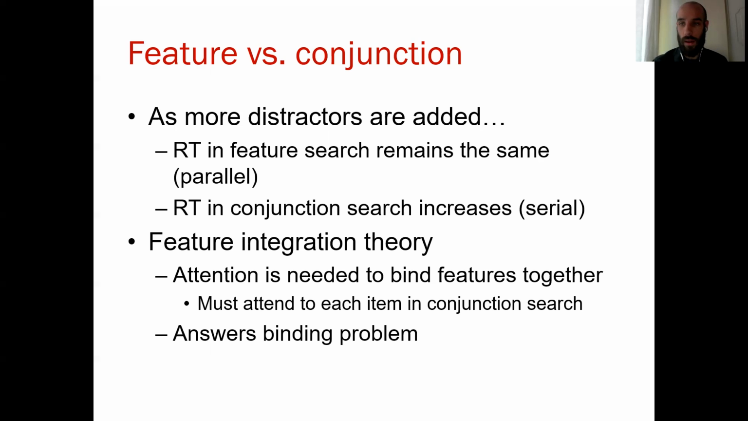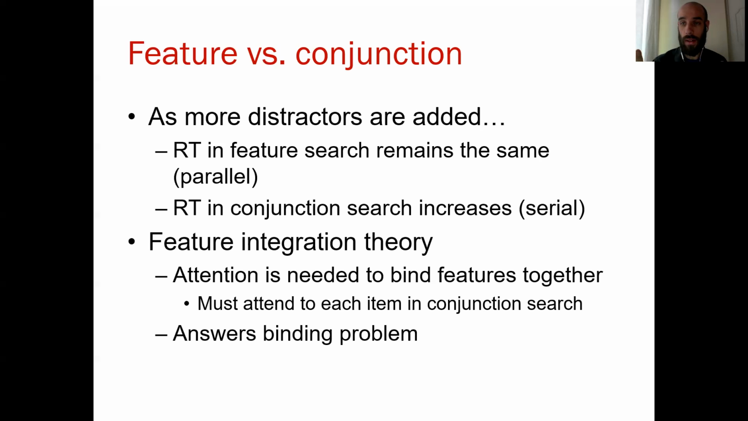So feature integration theory is a theory that was trying to answer the question for why. Why is there a difference between feature search and conjunction search reaction times? And so the idea here is that attention is necessary for binding features together. So in perception, we know that the features are split up into different areas of the brain. So we have like color goes to V4, orientation stays in V1. So they're in separate locations.